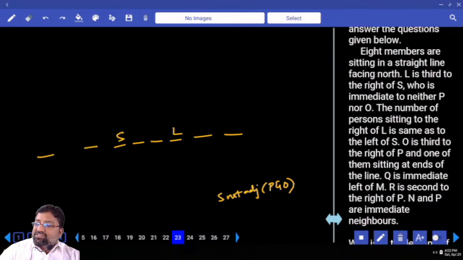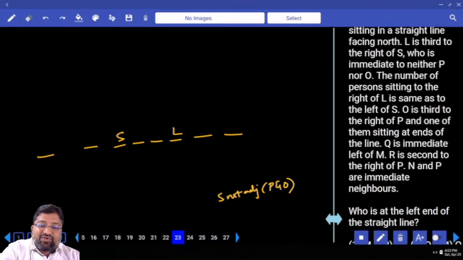Because the number of people sitting to the right of L is the same as to the left of S. O sits third to the right of P, and one of them is sitting at the ends of the line. Q sits to the immediate left of M. R sits second to the right of P.